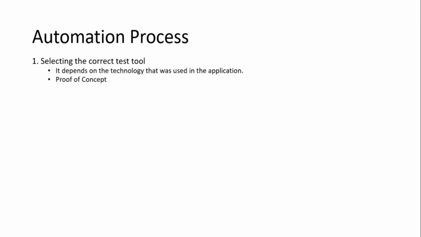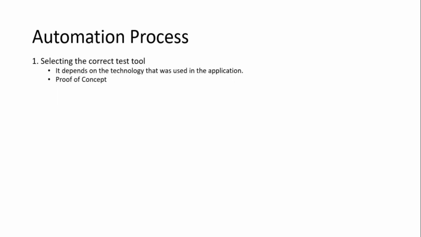Every application during the software development cycle or during testing has certain phases to follow. The first phase of the automation process is selecting the correct test tool. It is essential to select the correct test tool in the automation process. Since it is the basis of the process, we need to consider the technology and the language that we have used in the system or the application in order to select the correct test tool.